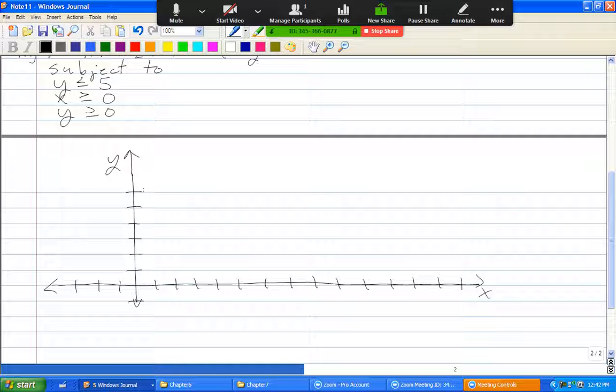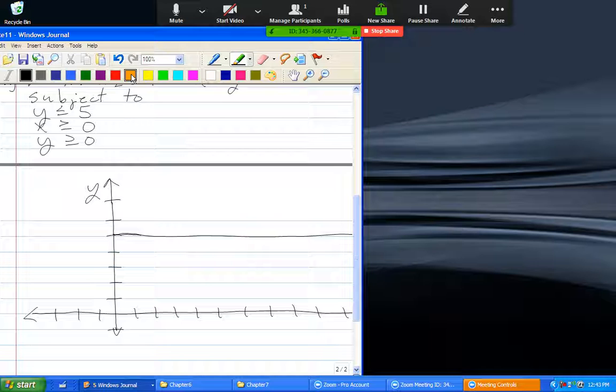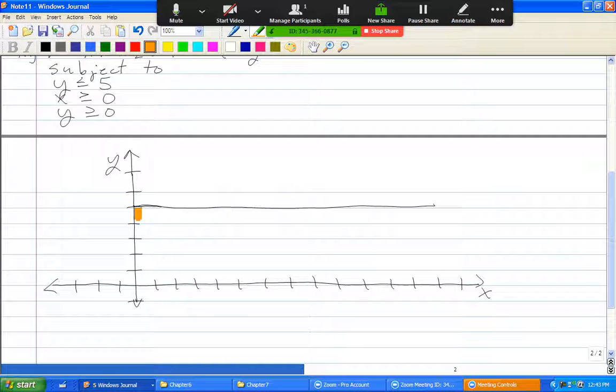Okay, so I have here y is less than or equal to 5, x is greater than 0, and y is greater than or equal to 0. So this is my feasibility region.